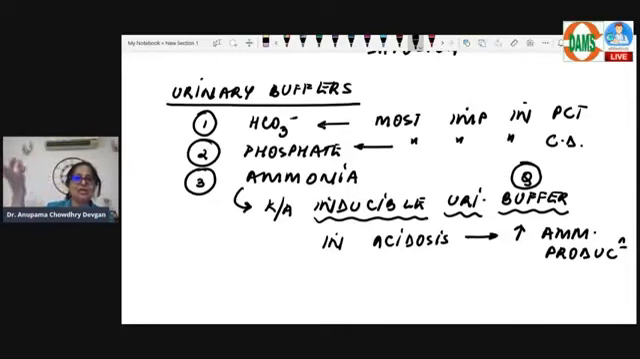Somebody was asking me, where does phosphate come from? Filtration. This is an ion which is filtered. So bicarbonate, phosphate, and ammonia, these are the three urinary buffers. So three important questions here. Most important buffer in the PCT, bicarbonate. Most important buffer in the collecting duct, phosphate. The inducible urinary buffer is going to be ammonia. These are your three urinary buffers.